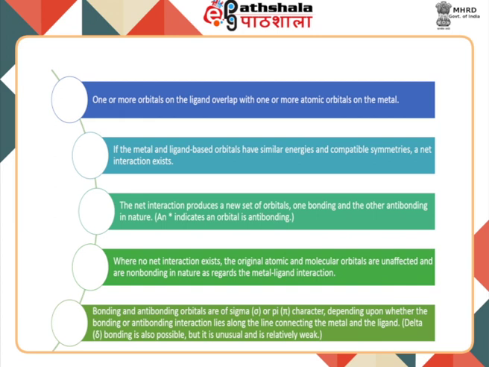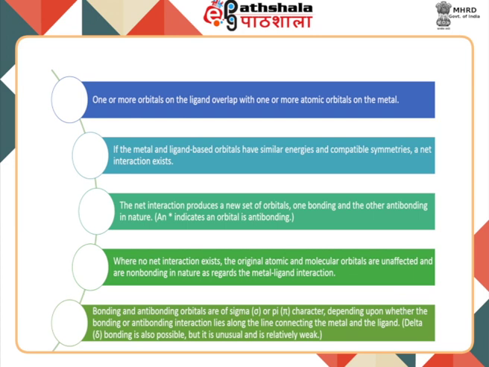Fifth, the bonding and the antibonding orbitals are of sigma or pi character, depending upon whether the bonding and the antibonding interaction lies along the line connecting the metal and the ligand. It can also be a delta bonding if it's possible, which is a very unusual type of bonding and is relatively weak.